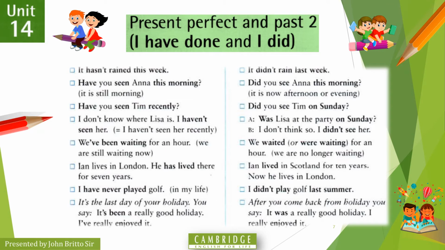For example, students, here we have two tables. Here you can understand perfectly. It hasn't rained this week. It didn't rain last week. Have you seen Anna this morning? Which means what? It is still morning. Did you see Anna this morning? It is now afternoon or evening.